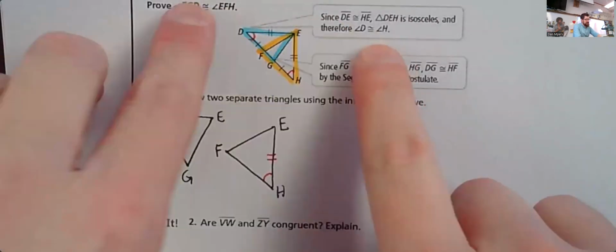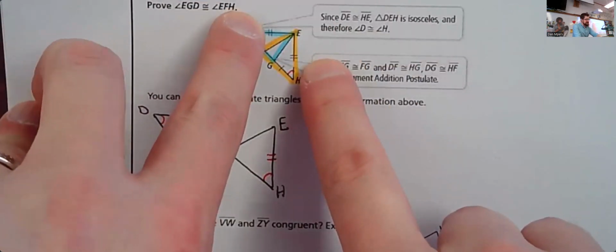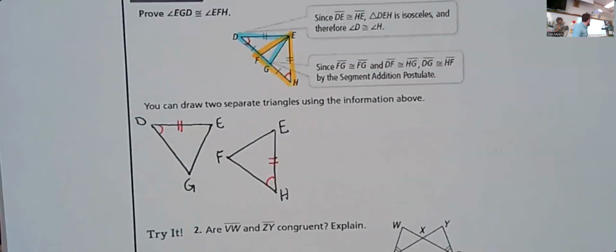So right here, the large triangle, DEH, the whole thing, because those two sides of that large triangle are congruent, it's isosceles, which means those two angles have to be congruent. All right, so we've got that.